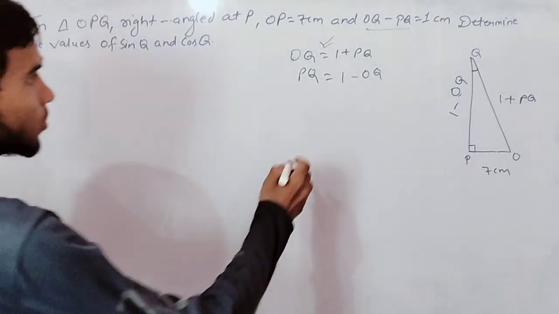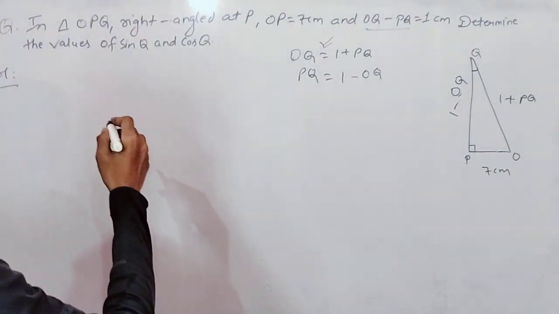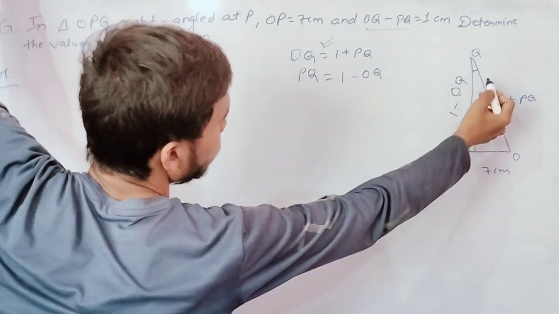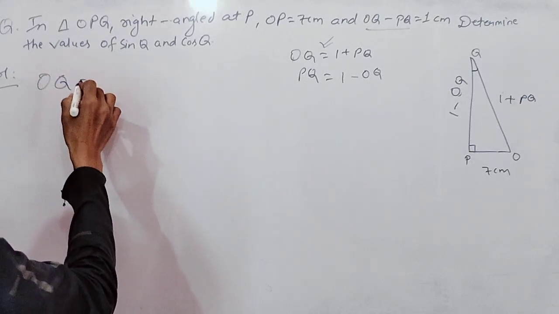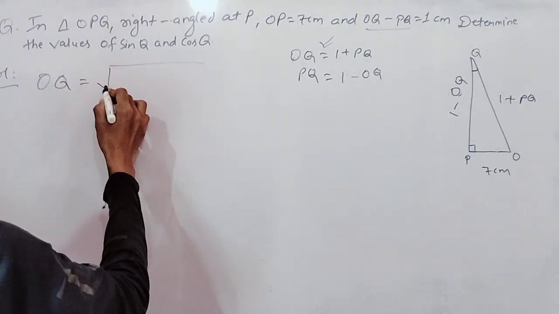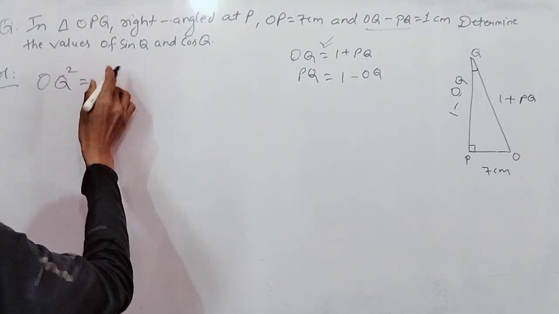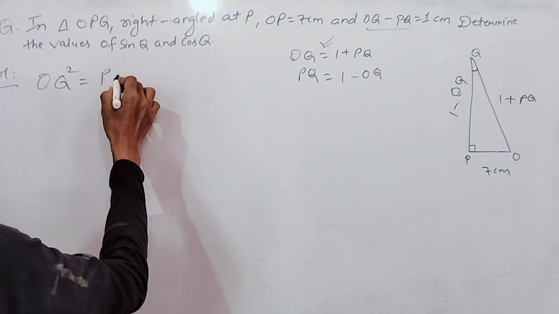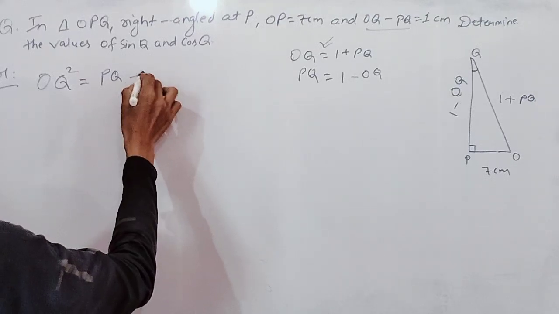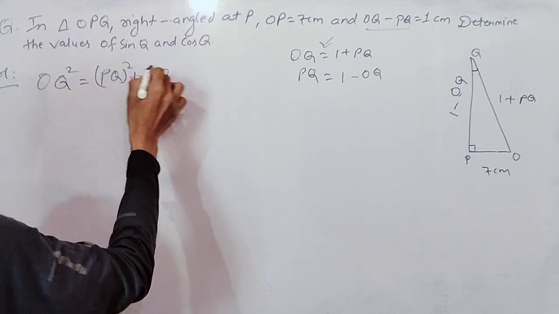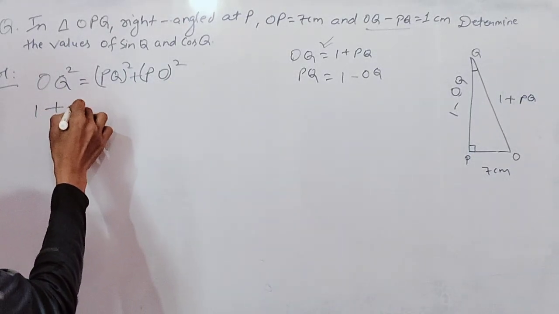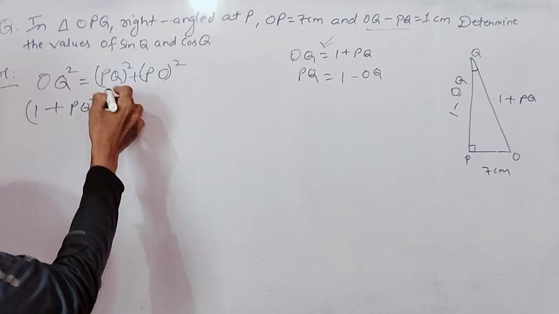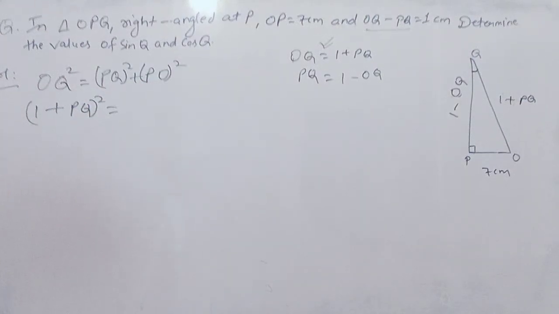So here, as we know, if this is a right angle, then OQ will be the hypotenuse. So OQ square equals PQ plus PO square. OQ will now be 1 plus PQ square. And PQ is how much? I think it should be 1 minus OQ.